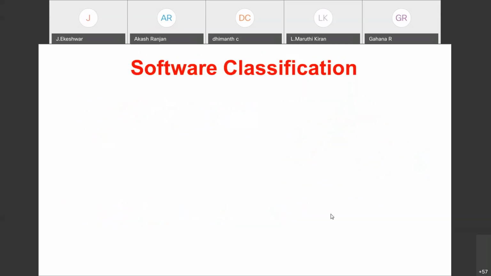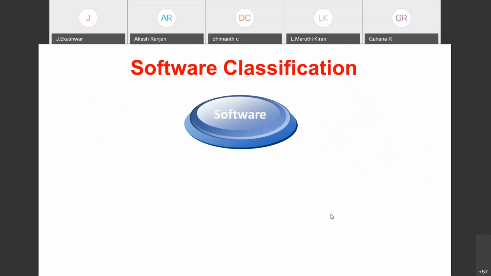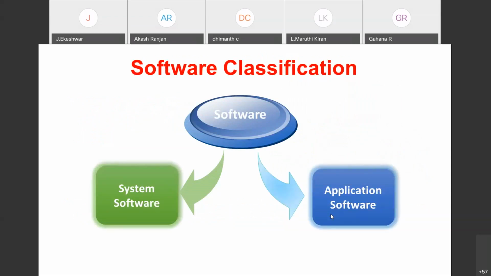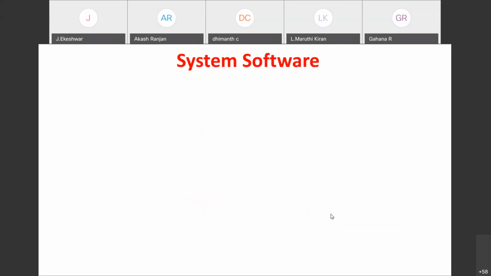Coming to the classification of software, these are the two major classifications. One is called system software, and the other is called application software. As I told, the software we use for performing some specific task, to make the computer operational, or to maintain the computer system, falls into system software and application software. So first we shall discuss system software.